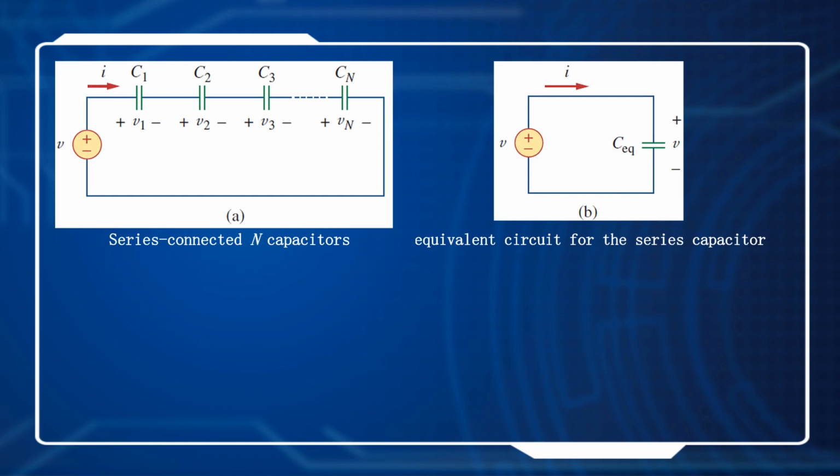Now, if we connect n capacitors in series, how can we get the equivalent capacitance? And we can do it like this. We can use KVL and we get an equation like this. V equals V1 plus V2 plus V3 and so on until Vn.